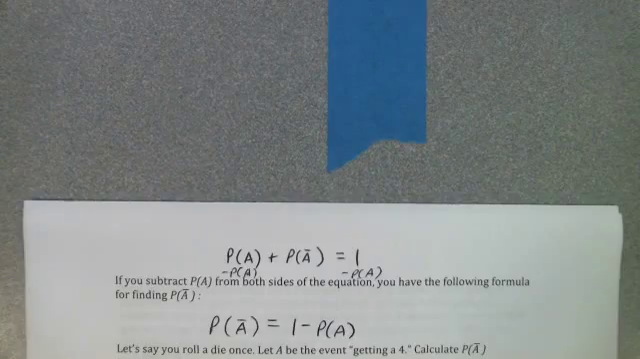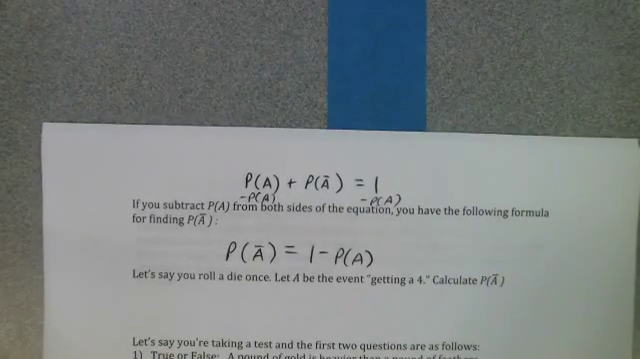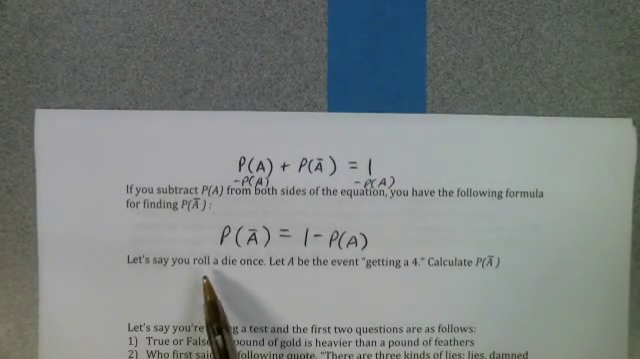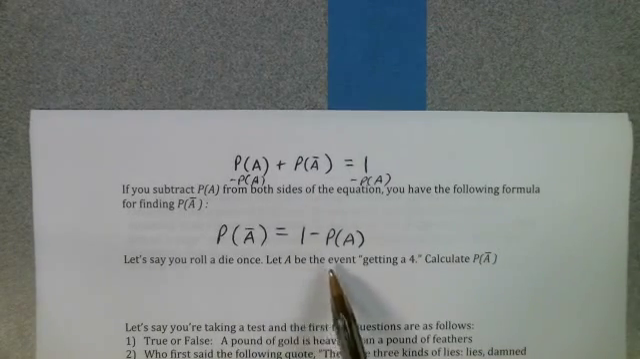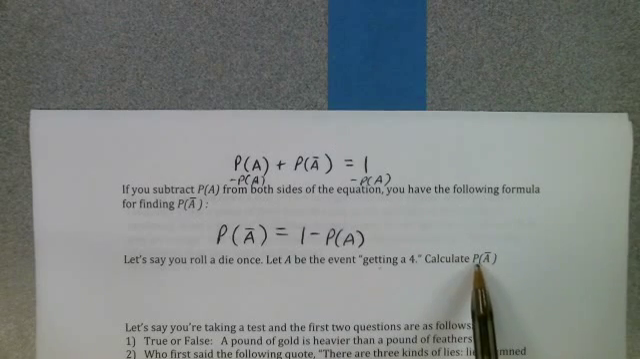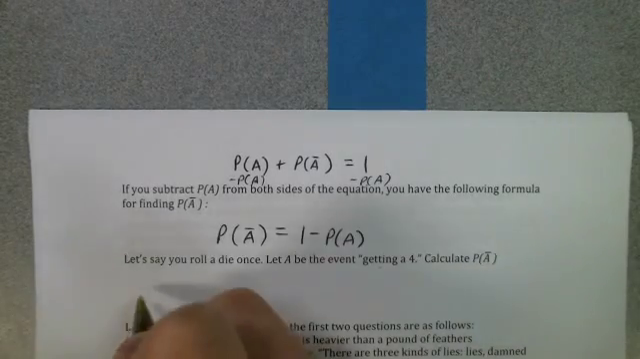So it turns out this will be a sneaky way for us to calculate some difficult probabilities. Okay, so let's work a simple example first. Let's say you roll a die once. Let A be the event getting a 4. Calculate the probability of not A, or in other words, the probability of A complement. So what's the probability of not getting a 4?